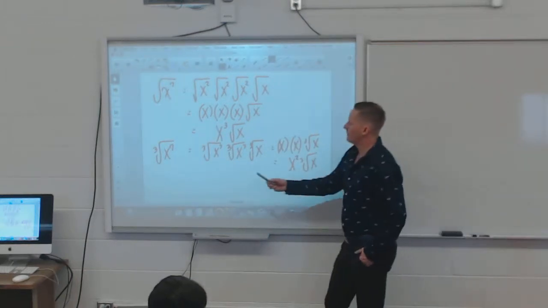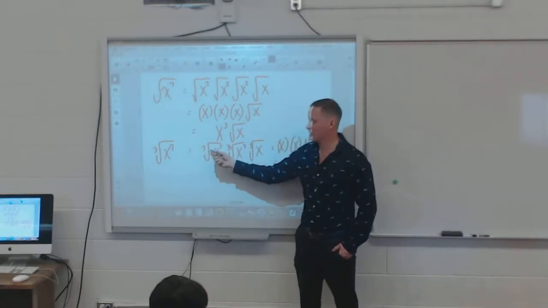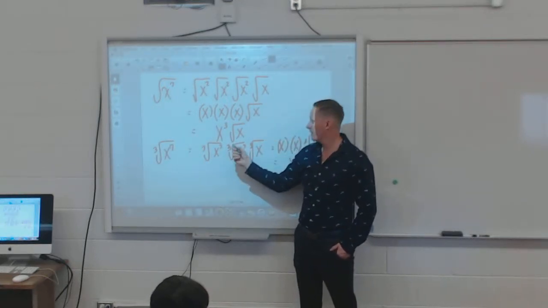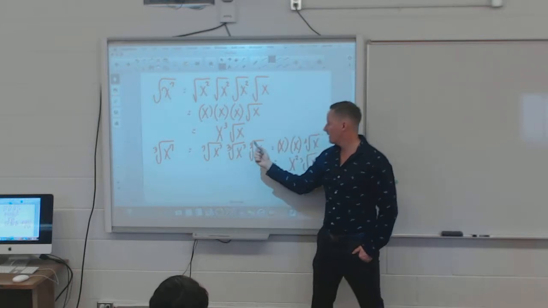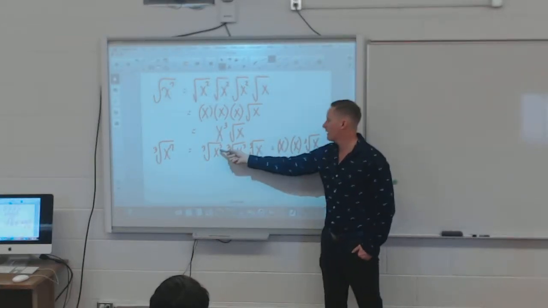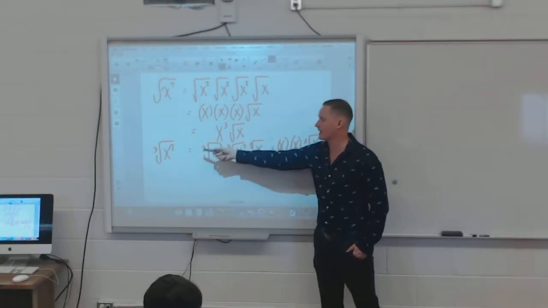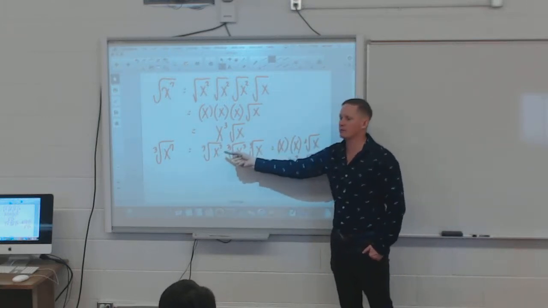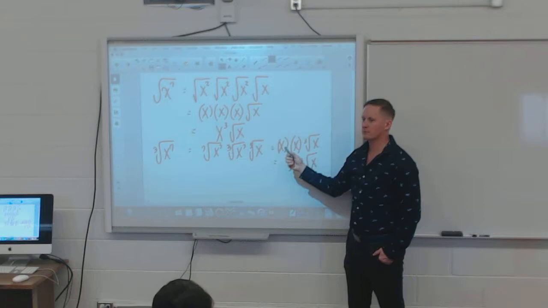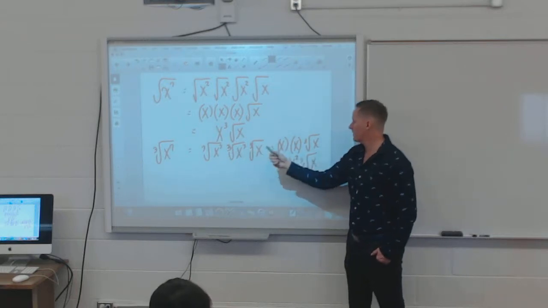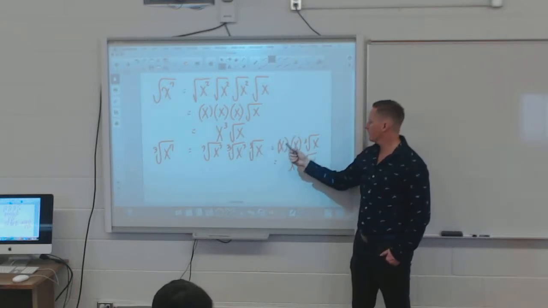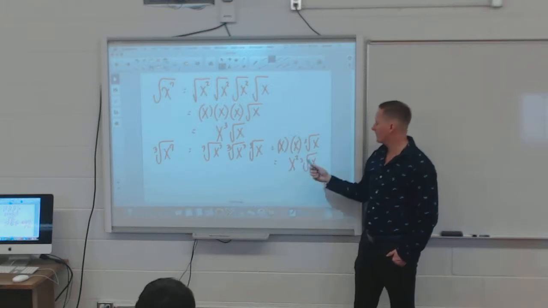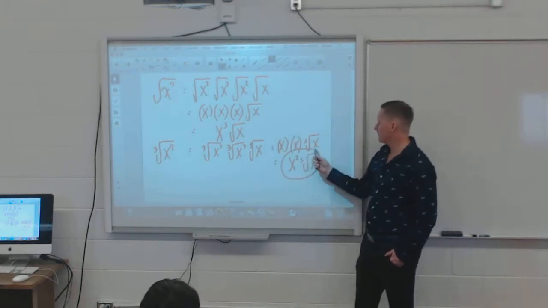Break it up. Because it's cube root, I want the cube root of x cubed, then the cube root of x cubed, and then that leaves me with the cube root of x. X to the third, x to the third, and x make x to the 7th. What's the cube root of x cubed? Just x. X times x is x squared. So I get that here.